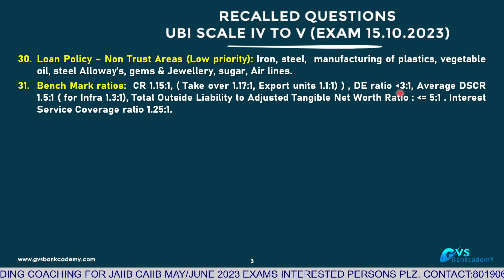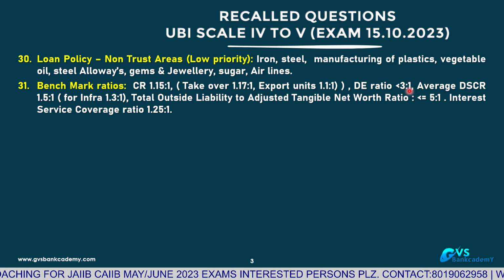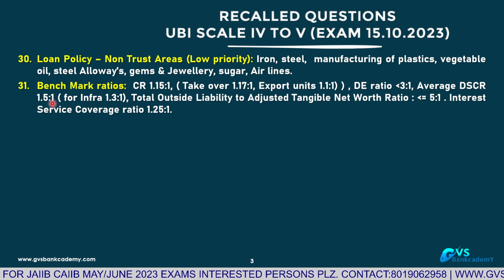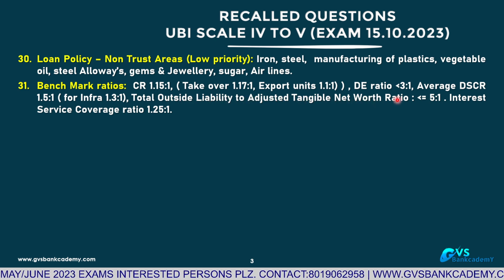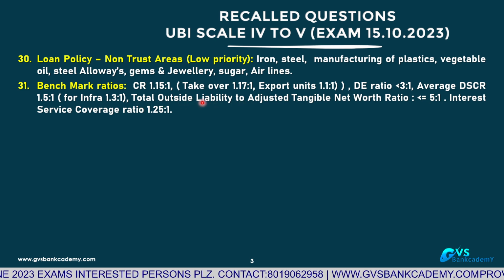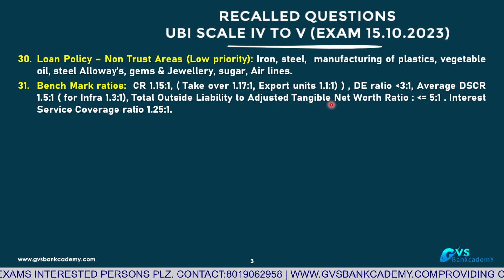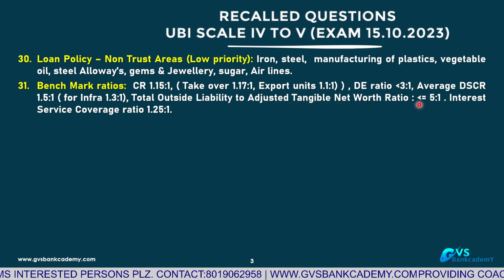Debt equity ratio less than 3:1. Average DSCR, debt service coverage ratio, 1.5:1. For infra, 1.3. Total outside liability to adjusted tangible net worth. Total outside liability means current liability plus long-term liabilities to adjusted tangible net worth is less than or equal to 5:1.